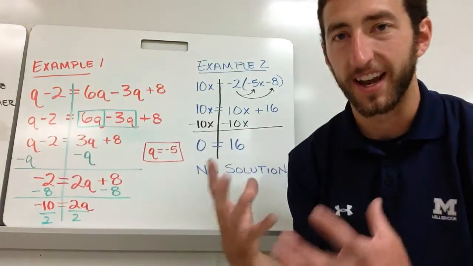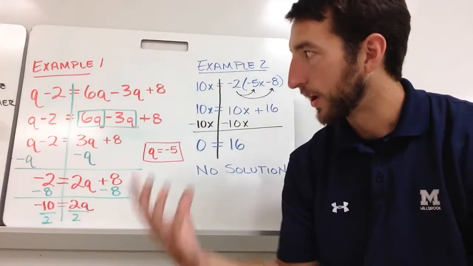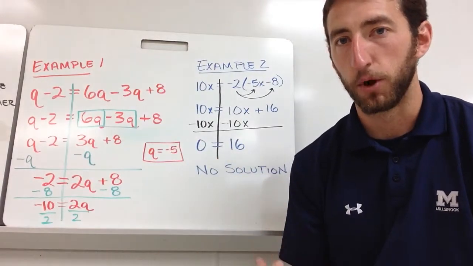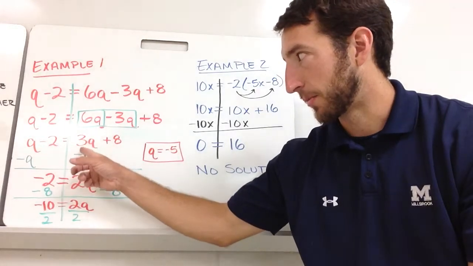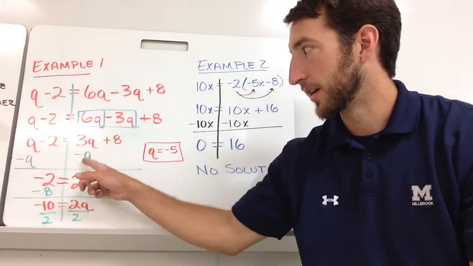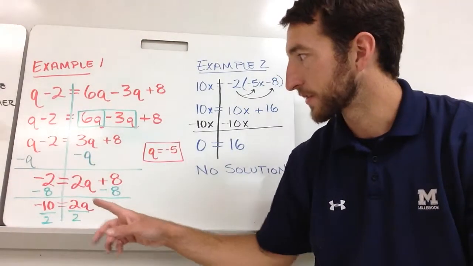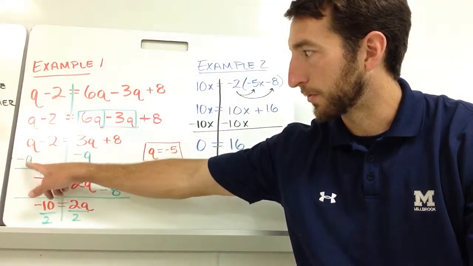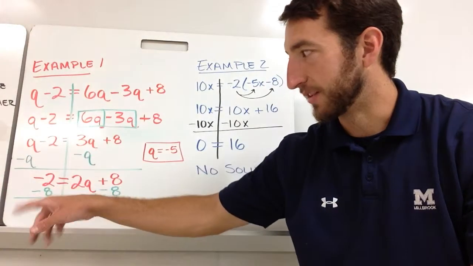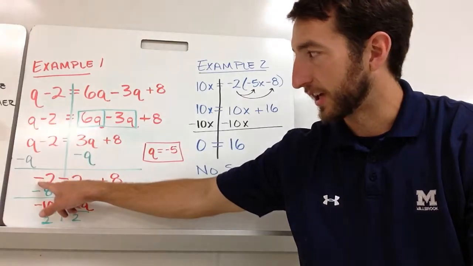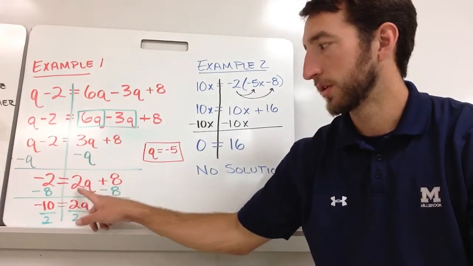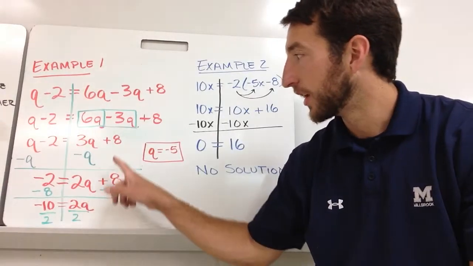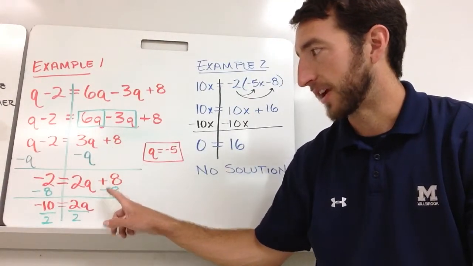All right, now I'm going to take my q and subtract q on both sides. Remember, I've got to isolate the variable, so I've got to get both of them to one side. I like dealing with positive numbers, so I'm going to subtract a q from both sides. Subtracting q from a q leaves me with 0, so I bring down the negative 2. This is 3q minus 1q, so then I have 2 q's left, and then I bring down the plus 8.